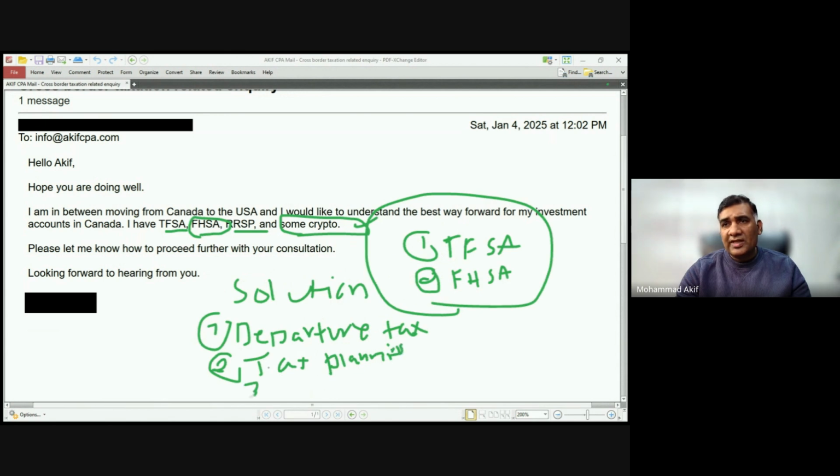And number three is tax filing. So the first year of filing, when you're moving from Canada to the United States, the year that you move is going to be the most complicated year. You're ending one side and then you're starting a new side. US rules are not similar to Canadian rules, and the Canadian rules are not similar to US tax rules. So guys, make sure you find someone that can help you.